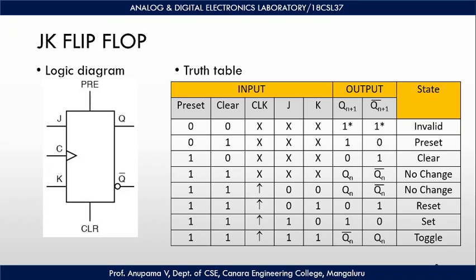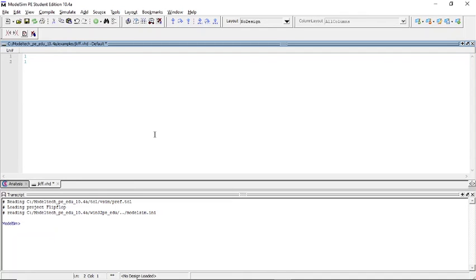If inputs are J is 1 and K is 1, then the outputs Q and Q complement of the flip-flop change from a logical level to the opposite state. That is, if the previous state is 0, then it changes to 1, or if the previous state is 1, the changed state is 0. This condition is called toggle condition. And all the above four cases will happen only when the clock is positively edge triggered.